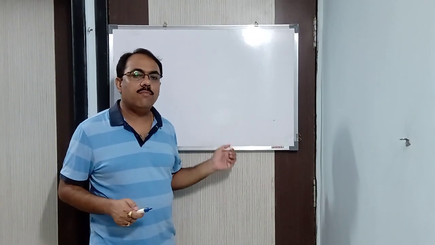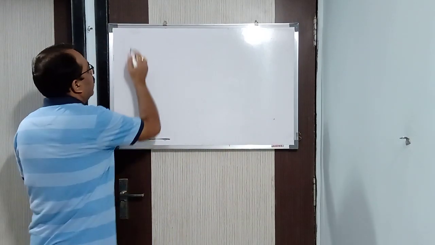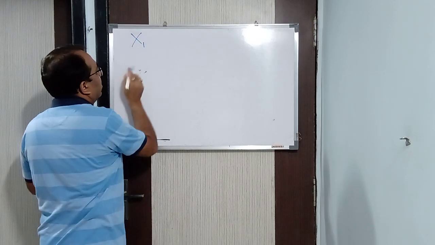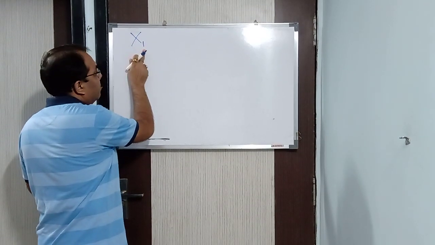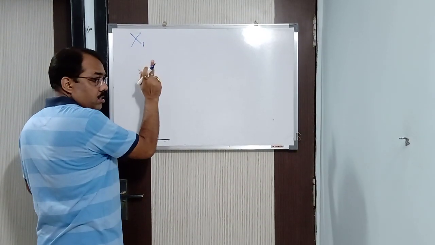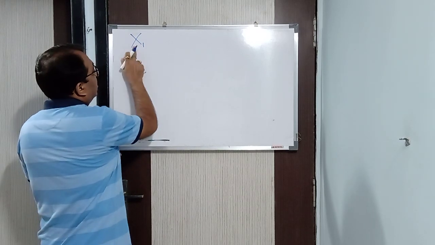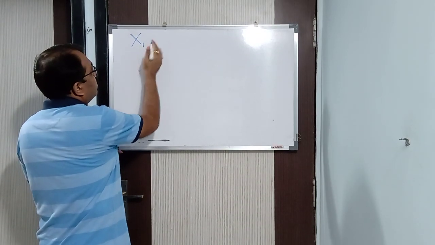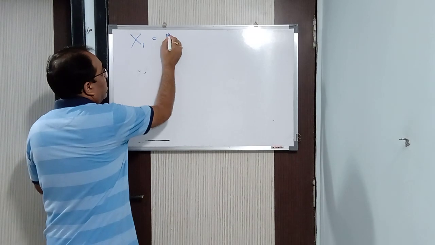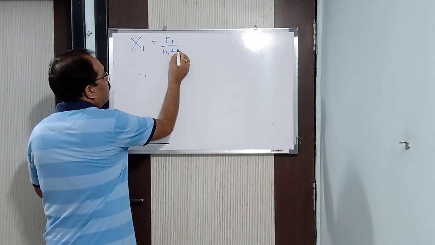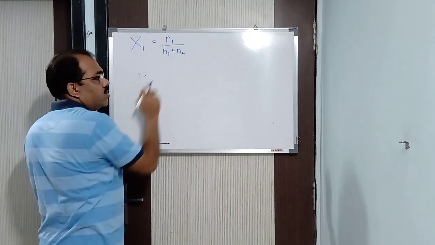Next we will come to the mole fraction. I told you the symbol already. Mole fraction is denoted with the letter X1. Mole fraction of what? Solute. See, 1 always means solute. I gave you that in the last class. So mole fraction of solute means number of moles of the solute by number of moles of the solute plus number of moles of the solvent.